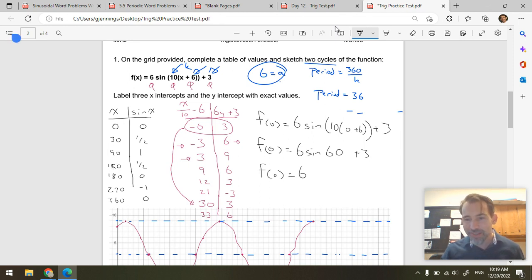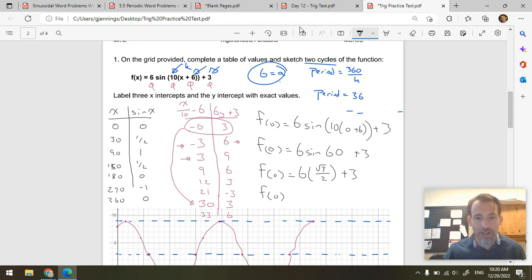And how do you remember that sine 60 is that? You think about this triangle. Okay, that's 60. That's 2. That's 1. That's root 3. So opposite over hypotenuse is root 3 over 2. Okay, I saw that in my mind, so I don't need to leave it on the screen. And so root 3 over 2. So 6 times root 3 over 2 plus 3. Oh, that's cool.